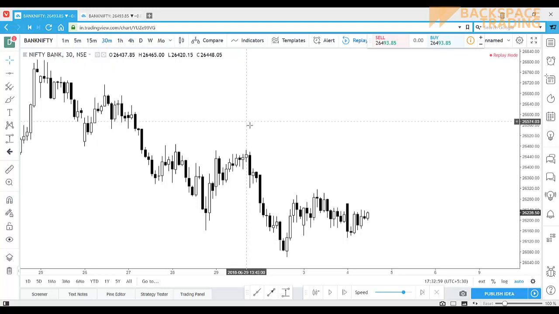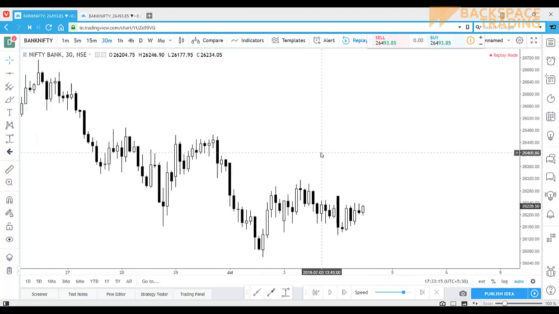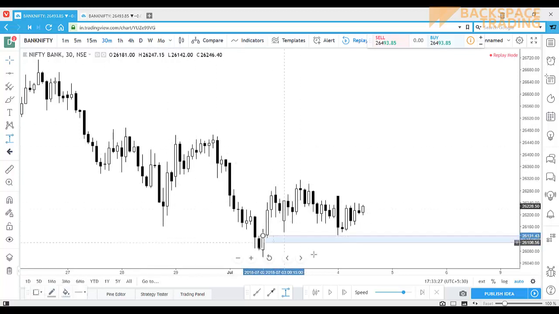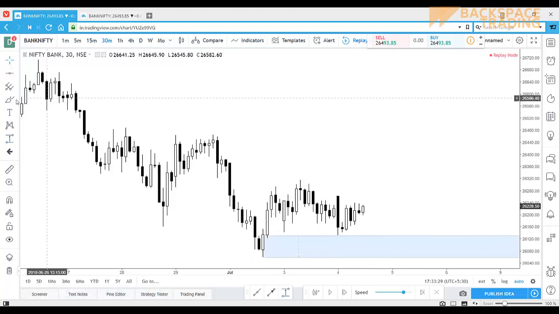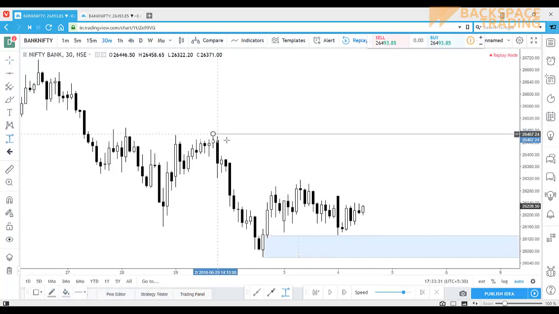What is the first part? Obviously we will have to find the time frame, which we have set: 30, 5 and 1. After setting the time frame, the next immediate thing you have to do is plot the framework. When I say framework, plot support and resistance. I am going to plot the nearest support, which is this one, and the nearest resistance, which is this one.